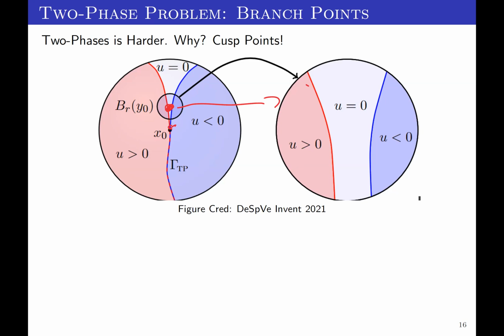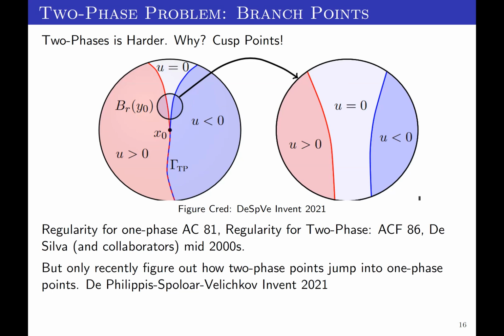And it stymied researchers working in this area for a very long time. So, for the one-phase problem, regularity was established by Alt-Caffarelli in '81. For the two-phase problem, if there are only two-phase points, so no branch points, Alt-Caffarelli and Friedman understood the regularity. And then Daniela De Silva and her collaborators in the mid-2000s gave us a much deeper understanding of that regularity. But still, missing was the transition from one-phase points to two-phase points, the understanding of branch points.